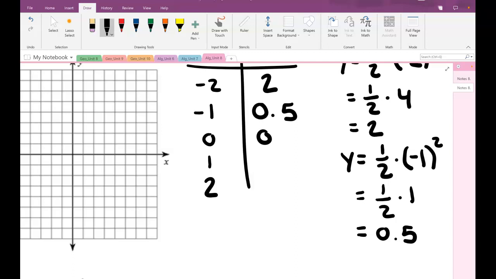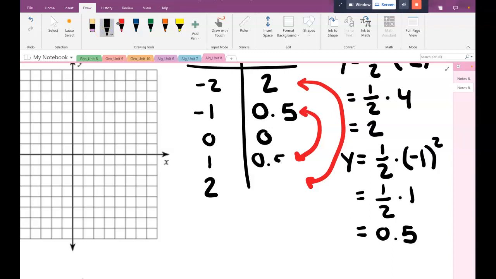And then I just use the fact that it's going to be symmetrical. If arrows help you, draw arrows, you know that this is going to go to this spot, and then this is going to go all the way down there. So this is 0.5, and this is 2. Think of it as if you look at it sideways, it looks like a rainbow.